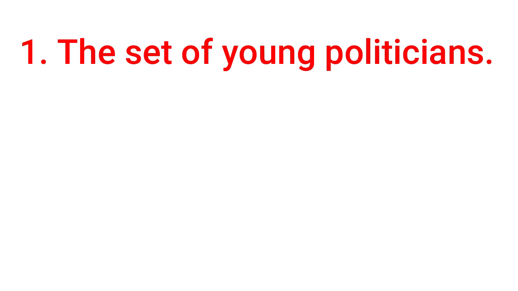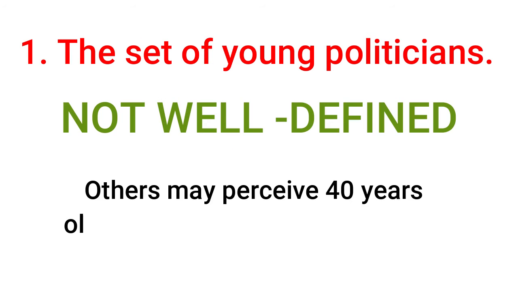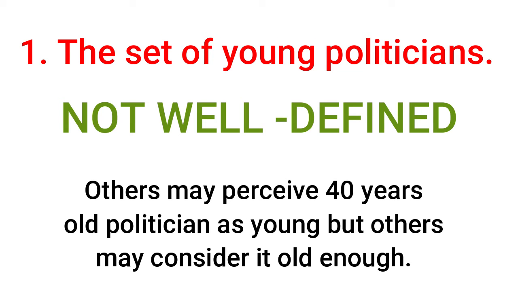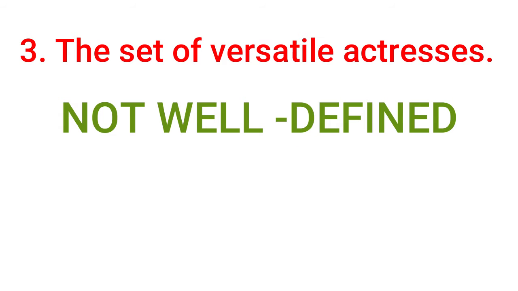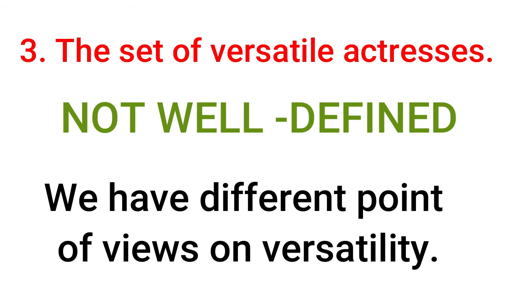Number 1, the set of young politicians. It is not well defined because others may perceive a 40 years old politician as young, but others may consider it old enough. Number 3, the set of versatile actresses. It is not well defined because we have different points of view on versatility.